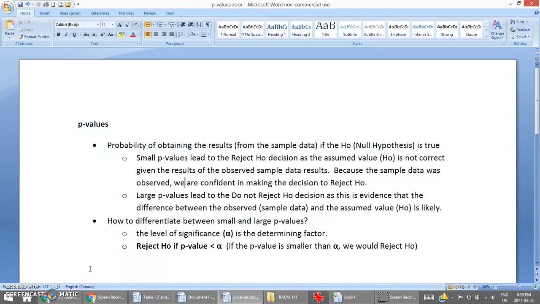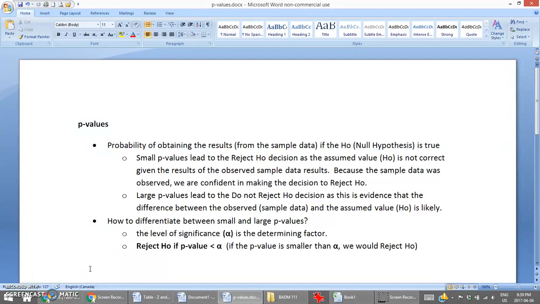On the other hand, large p-values will lead to the decision to not reject the null hypothesis, as this is sufficient evidence that the difference between the observed sample data and the assumed value, the null hypothesis, is likely. So the key is how to differentiate between small p-values and large p-values. The key is the level of significance, or alpha. That is the determining factor. So we will reject the null hypothesis if the p-value is less than alpha.